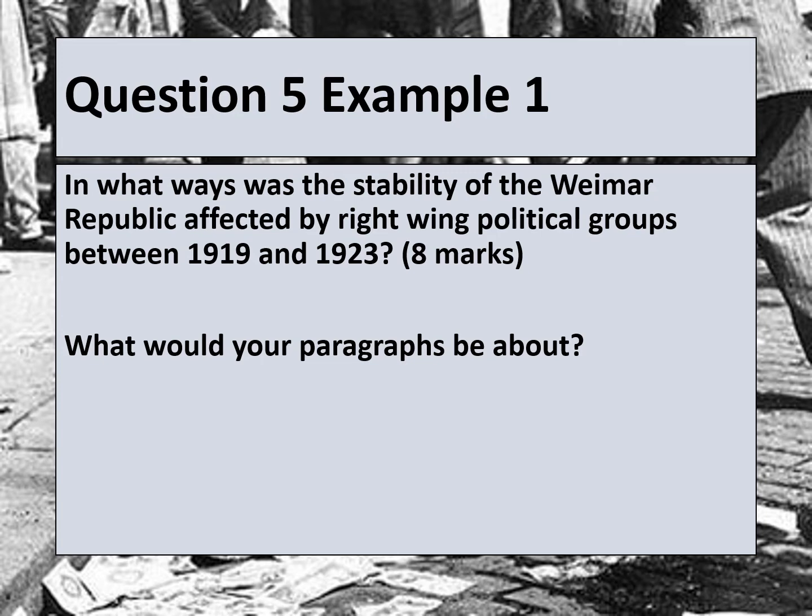So the question is, in what ways was the stability of the Weimar Republic affected by right-wing political groups between 1919 and 1923? One of the key things here is that obviously we're looking at right-wing political groups. So pause the video again for a second and think about what your points would be before I talk through what I would say.